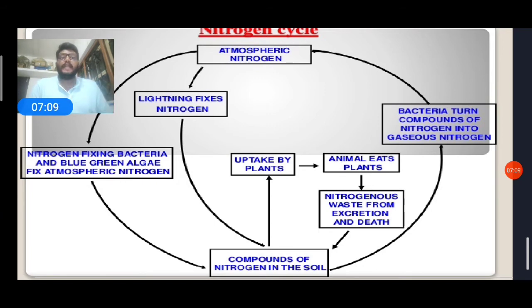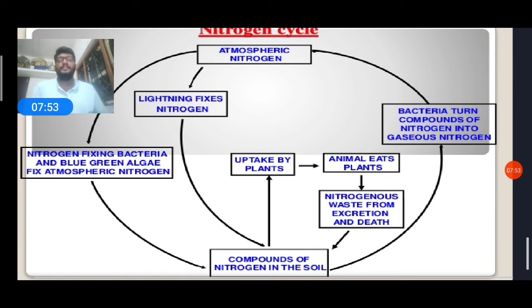If plants as well as animals die, or release waste products containing nitrogen, it goes into the soil and is again utilized by the plants, which again synthesize food. This also repeats. Some part of the dead plants and animals is converted into simpler nitrogen compounds and goes directly into the atmosphere. This cycle always repeats. That's why nitrogen always remains constant in the atmosphere.